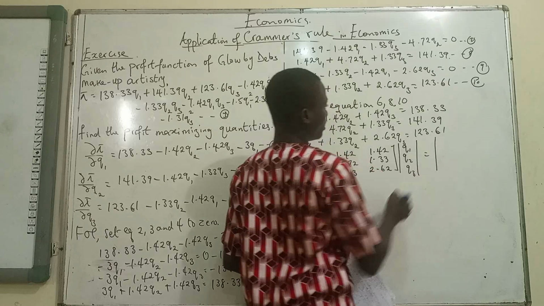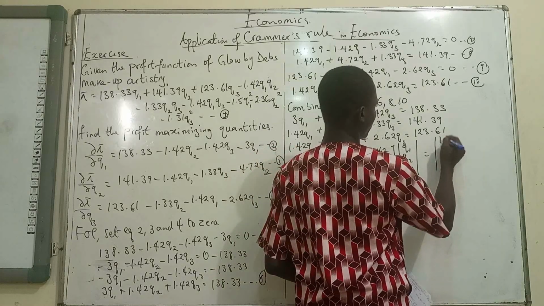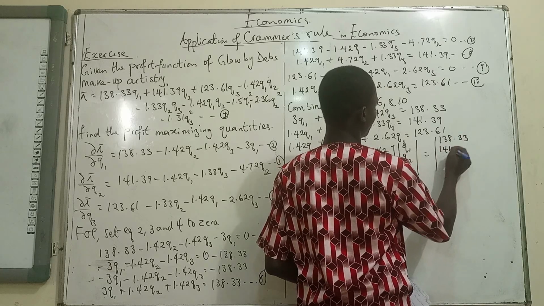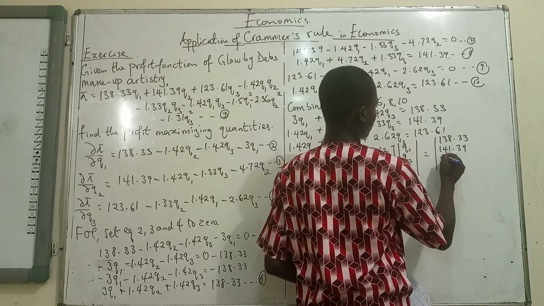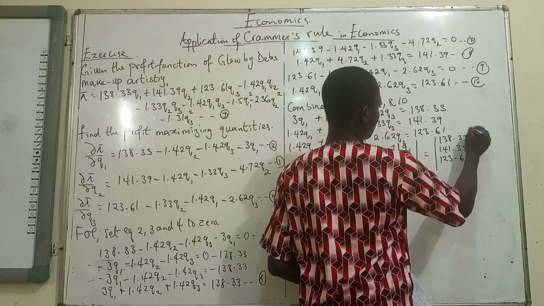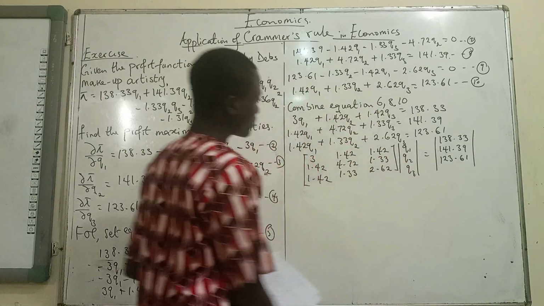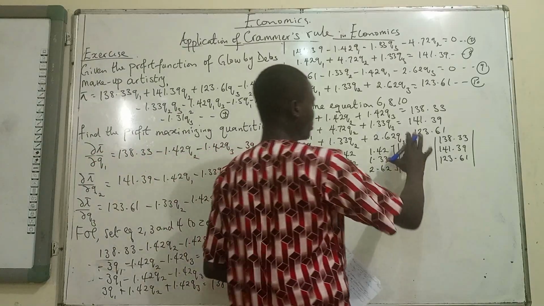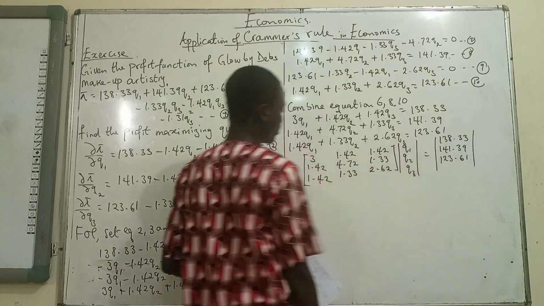And we have the vector of constant terms: 138.33, 141.39, 123.61. You see, so it's simple, right? So this is matrix A, then this is the solution vector, then that's the vector of constant terms.